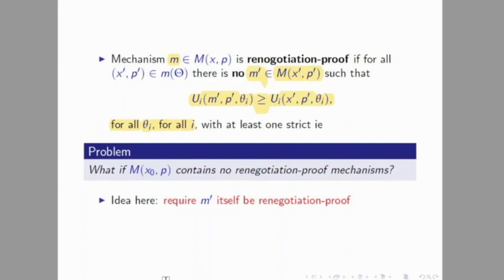And indeed, the question is applied, for example, to the bilateral bargaining situation. What if there is no renegotiation proof mechanism? And now, as I alluded to earlier, the idea is to require that M prime itself should be renegotiation proof. And now there is the recursive structure.